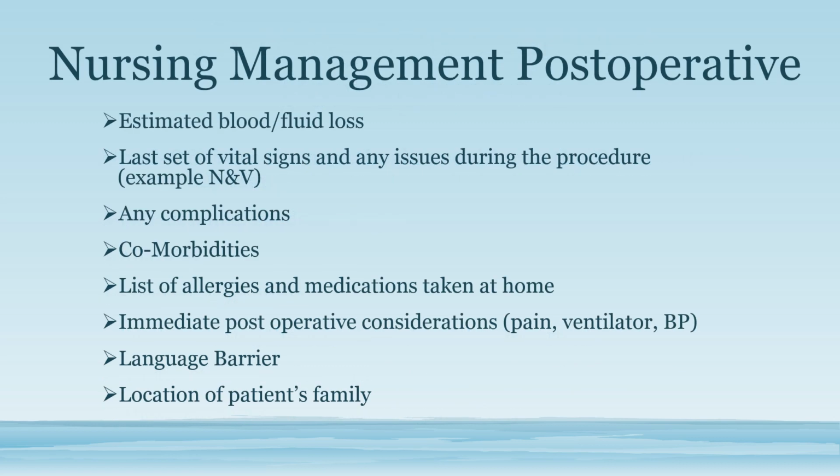In addition, handoff needs to include estimated blood loss or EBL and fluid loss, the last set of vital signs and any issues during the procedure. An example would be nausea and vomiting. Any complications, comorbidities, a list of allergies and medications taken at home, immediate postoperative considerations such as pain, whether the patient's on a ventilator, and blood pressure, language barrier, and location of the patient's family. Ideally, the anesthesiologist should not leave the patient until the PACU RN is satisfied with the patient's airway and immediate condition.